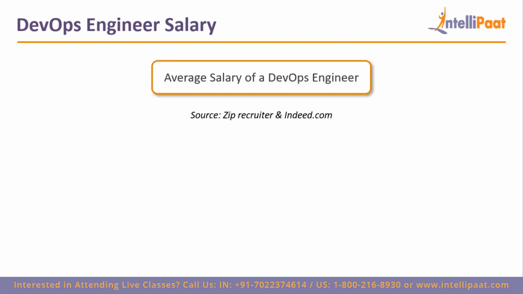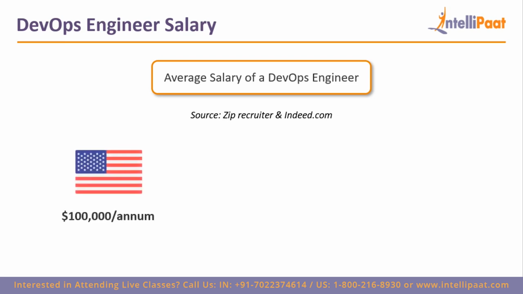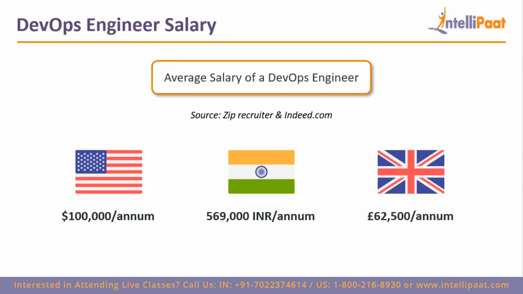So moving on, let us see the average salary of a DevOps engineer in various locations or countries. So first, in the United States, you get $100,000 per annum. And then in India, the average salary is 569,000 INR every year. And then in the UK, it is 62,500 euros or pounds per annum.